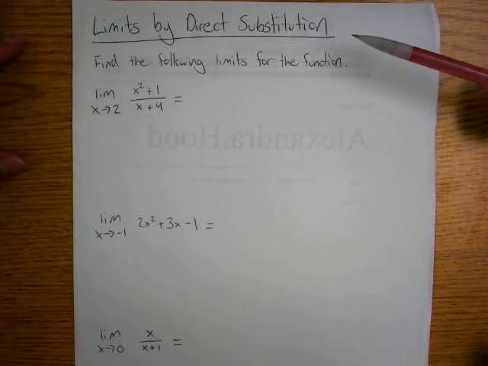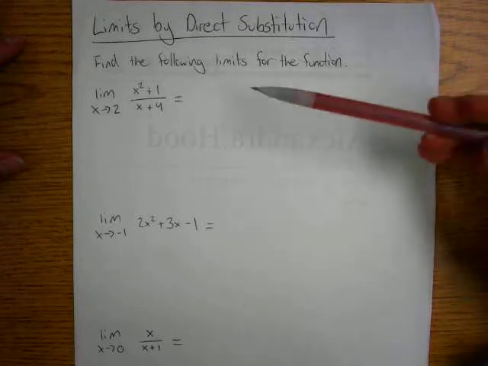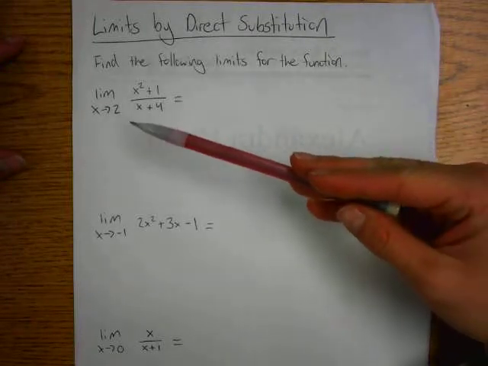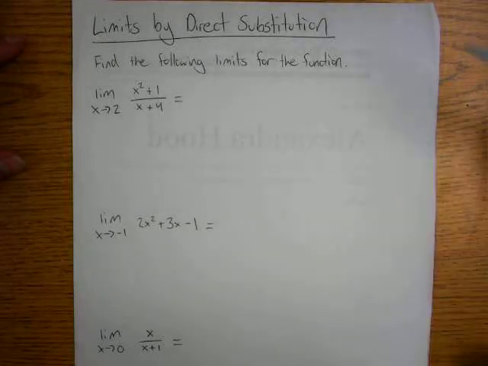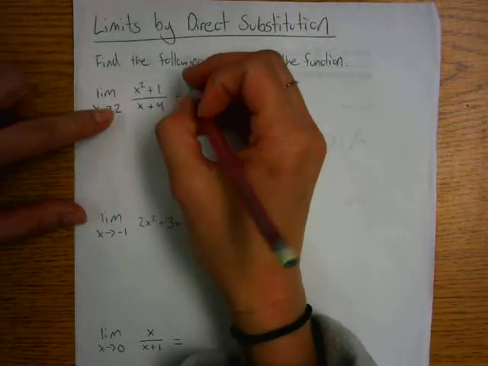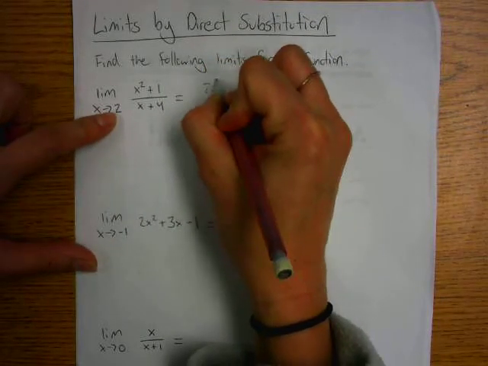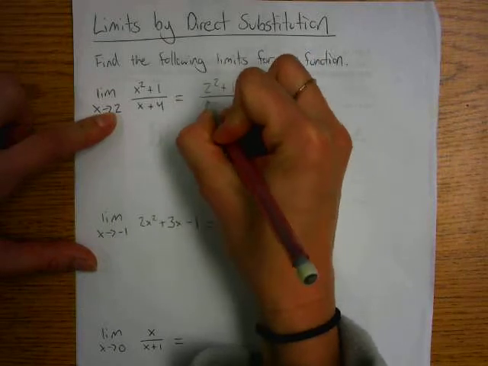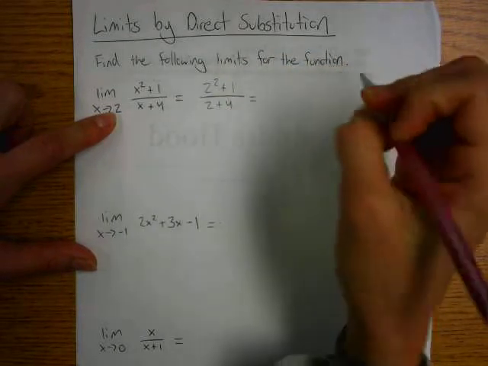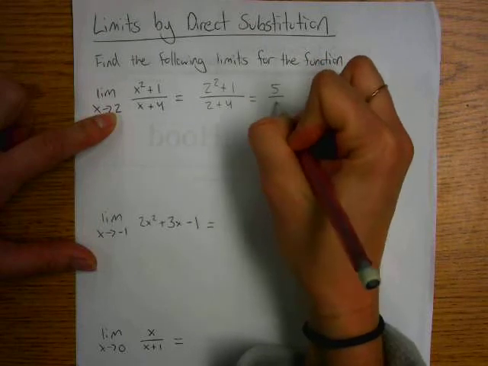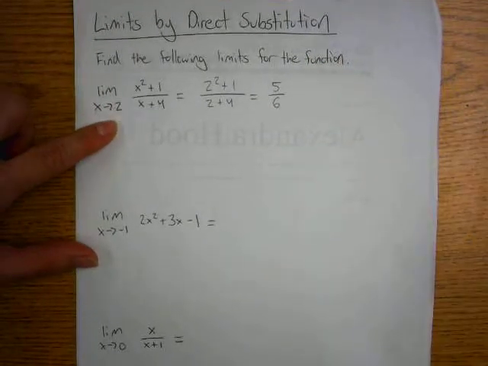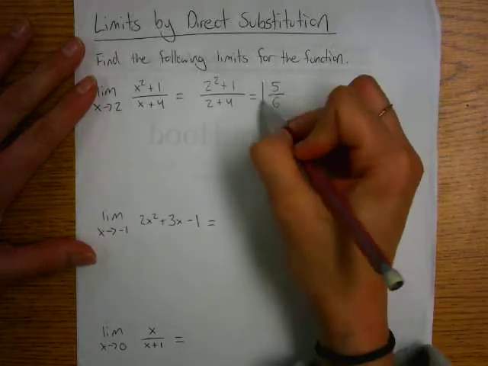So one of the first things that we can try is what we call direct substitution, or just plugging in our input x to our function to see what our output is and if it exists. So let's go ahead and try this one. Let's plug in 2 and see what happens. We'd have 2 squared plus 1 over 2 plus 4, which on the top would be 5 and on the bottom would be 6. So this one would be approaching 5/6.